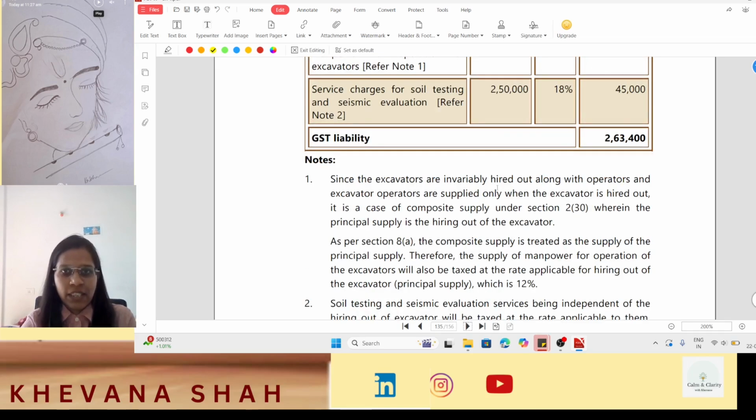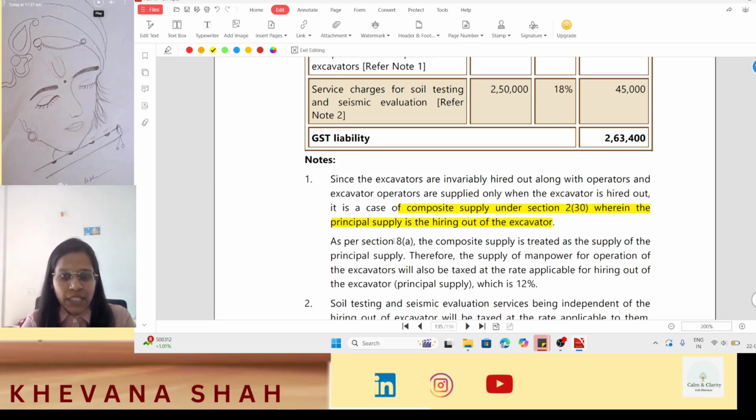See, excavators are invariably hired out along with the operators, and operators are supplied only when the excavator is hired out. So if there is no hiring of excavator, I will not be supplying the excavator operators. So it is a case of composite supply, wherein my principal supply is the hiring out of excavator. So whatever rate is there on excavator, same rate I will apply to supply of services of excavator operators.